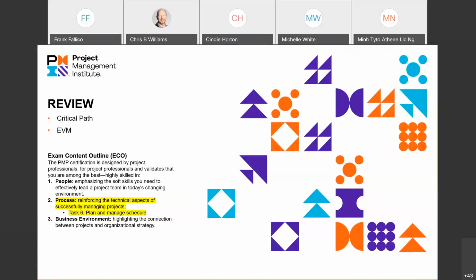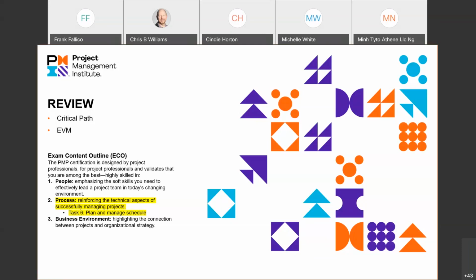Okay, so I put in the corner here on the screen the ECO, or the exam content outline, just to keep that in front of you, that this particular area around scheduling and so forth falls under the ECO domain number 2 called process, and it's under task 6, plan and manage schedule. It just gives you a visual of where you see the critical path, where it falls in the ECO and the domains, right?